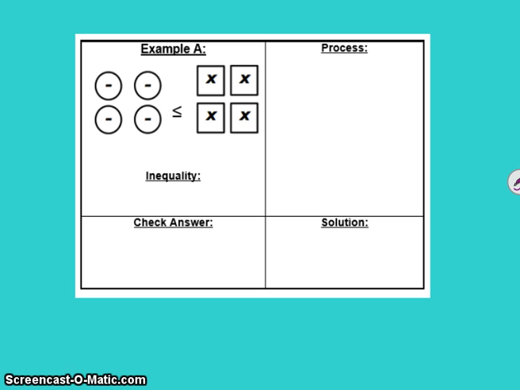This is example A, so you're going to need to go ahead and get this paper out. Example A gives you a model. Of course, just like last time it had an equal sign, but this time it has an inequality sign. So that's really the only different step that we're taking. And so this has 4 negatives on the left side. So I have -4. Then I bring down that inequality sign, and then I have 4 x's on the right side. So I'm going to put 4x. But I actually have to solve this, so I'm going to rewrite this. I have -4 is less than or equal to 4x.